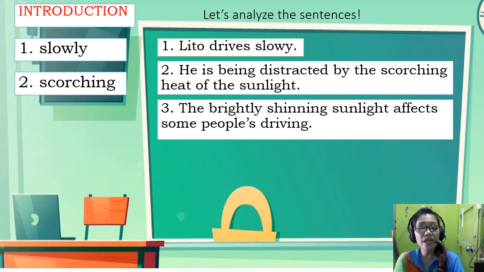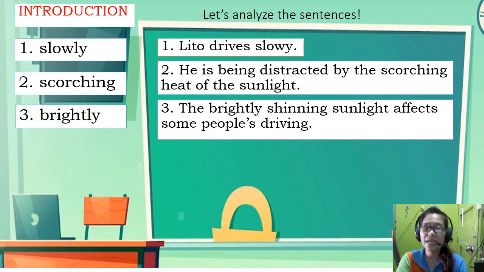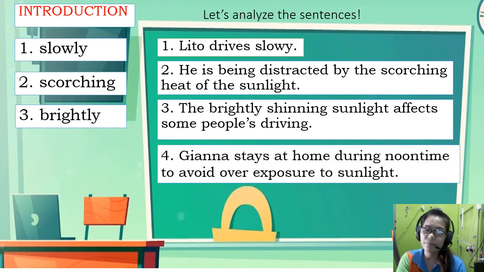The brightly shining sunlight affects some people's driving. How was the shining sunlight being described? Correct, brightly. The words slowly, scorching, and brightly are all examples of adverbs of manner. Adverb of manner answers the question how. However, there are other kinds of adverb aside from these examples. Let's see the other one.